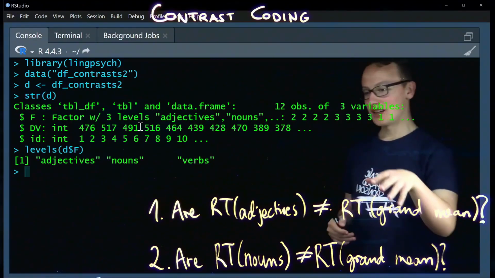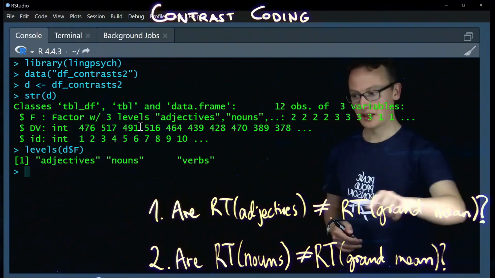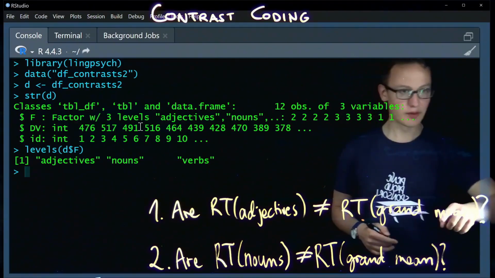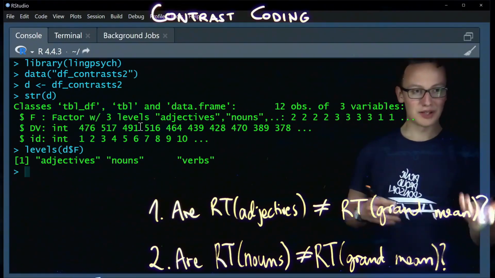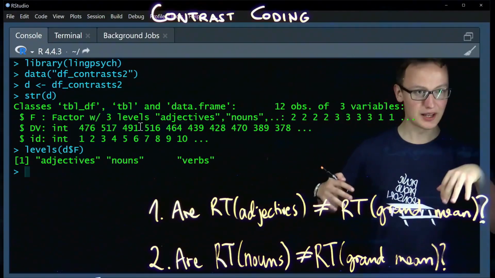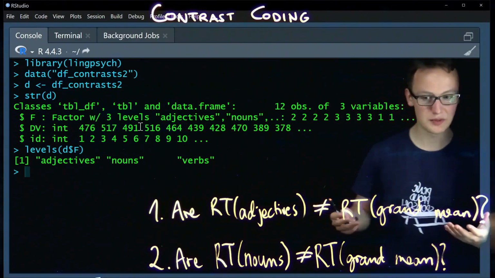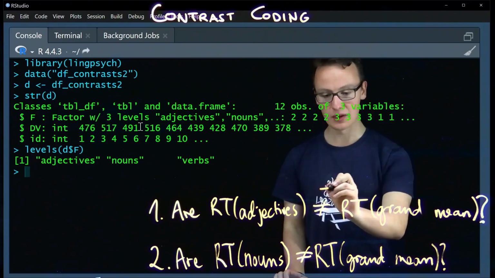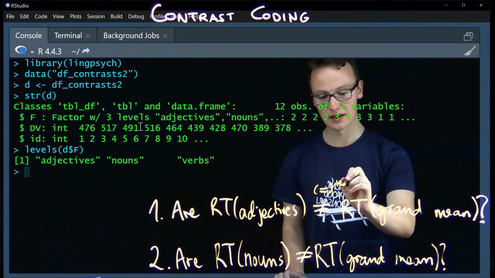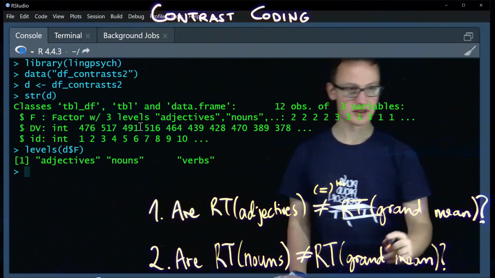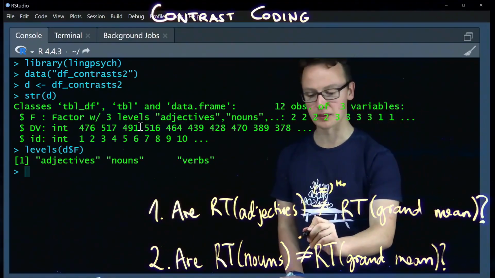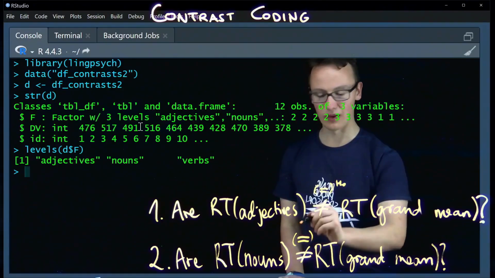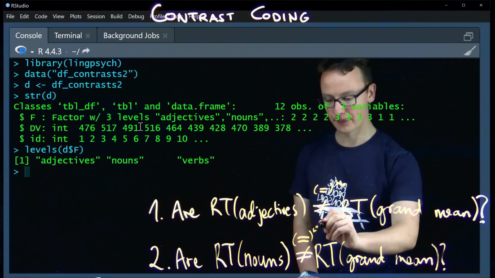So obviously, for this hypothesis, are adjectives different from the grand mean, I can first conceptually transform it into a null hypothesis, which would say that there is no difference. So the null hypothesis would say these should be equal, okay? And the same for the second question. The null hypothesis would assume that there is no difference, that they are the same, okay?